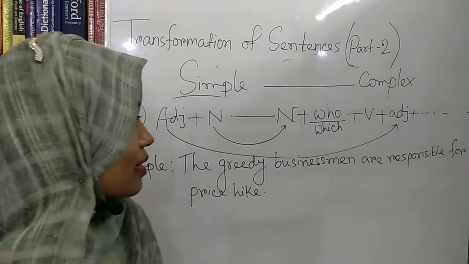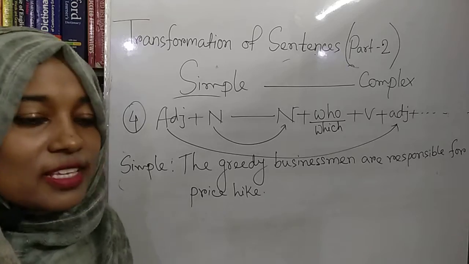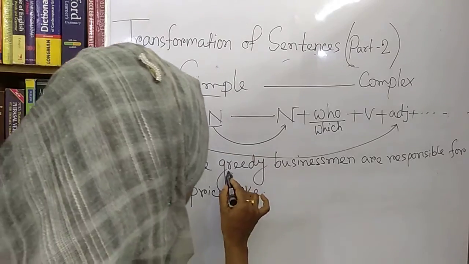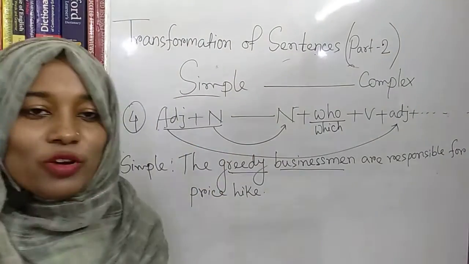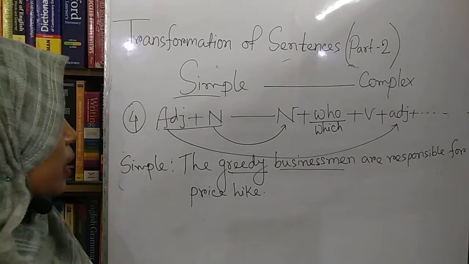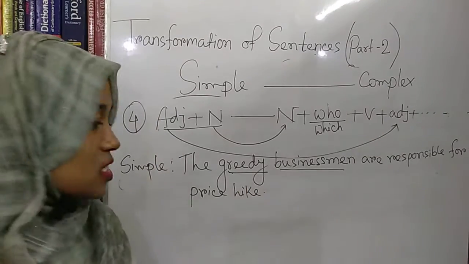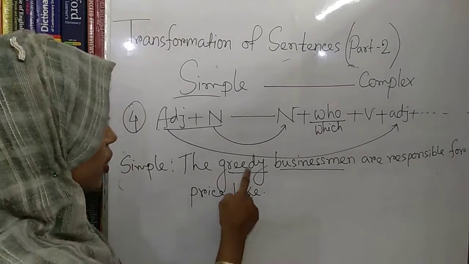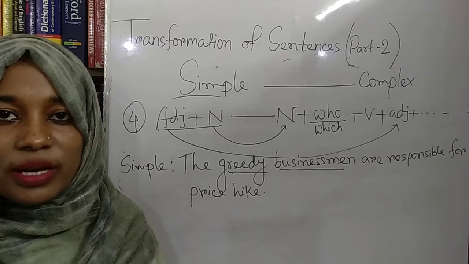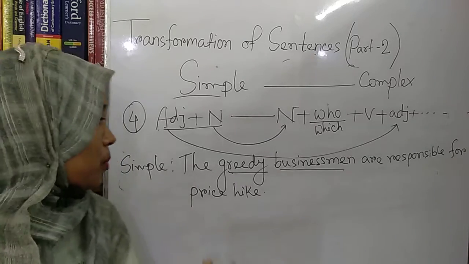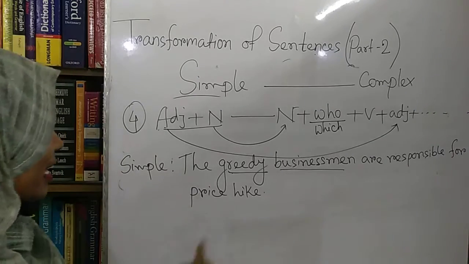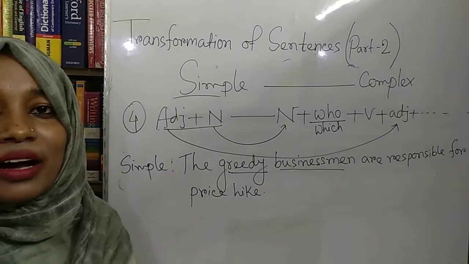The greedy businessmen are responsible for price hike. Here we have to expand adjective plus noun. Here greedy is an adjective and businessmen is a noun. Actually it is a black cat formula. How? We can expand this phrase in this way. Greedy businessmen, the businessmen who are greedy. The wise man, the man who is wise. The black cat, the cat which is black. In that way we can make it a clause.